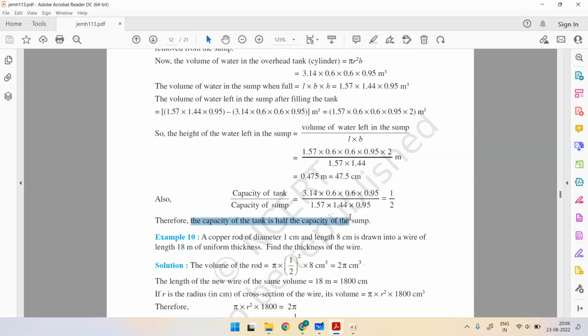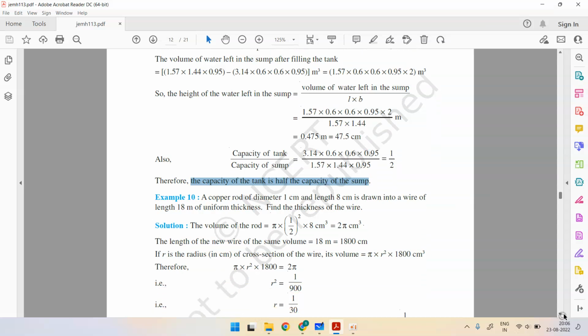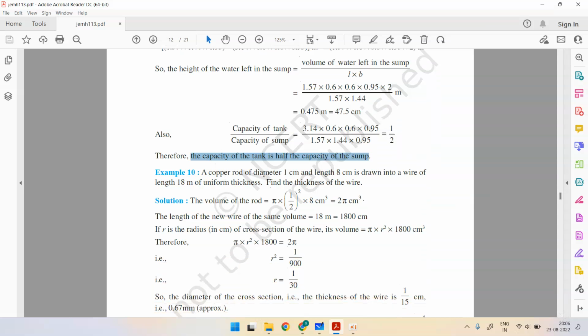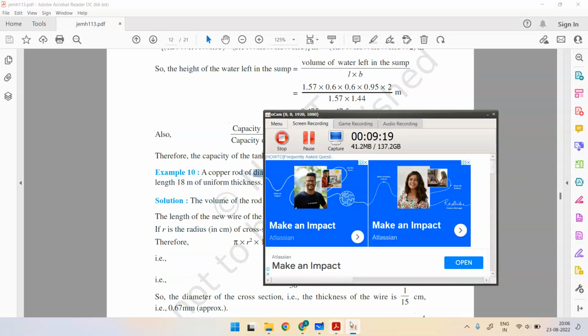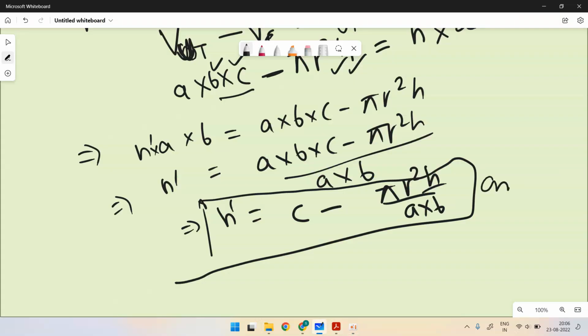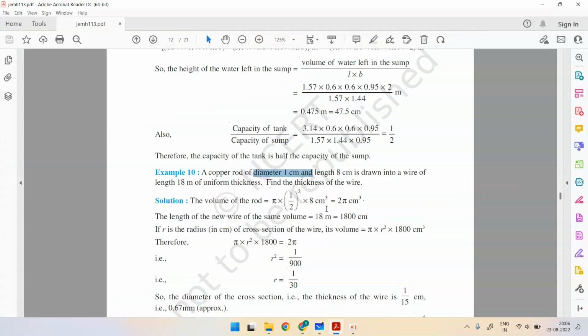Therefore the capacity of the tank is half the capacity of the sump, original height by 2. Next question: a copper rod of diameter 1 centimeter, meaning radius will be 0.5 centimeter. Remember to always write the dimension here: if it is centimeter, centimeter; meter is meter; millimeter is millimeter. Copper rod of diameter 1 centimeter means radius is 0.5 centimeter, length 8 centimeter. Since this is a copper rod, we will assume the rod is a cylinder, drawn into a wire of length 18 of uniform thickness. Find the thickness of the wire.